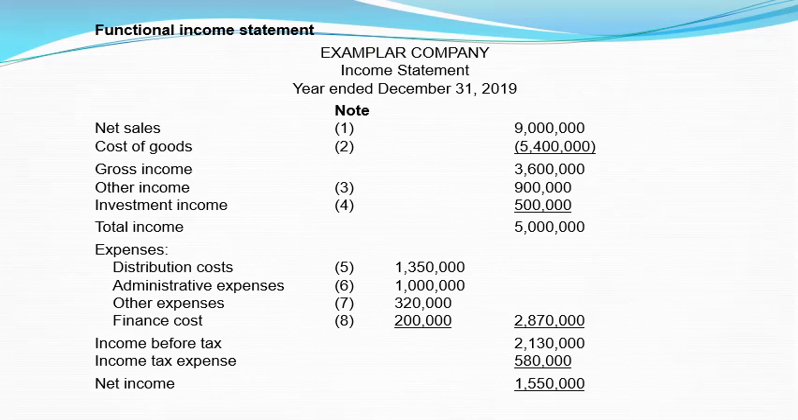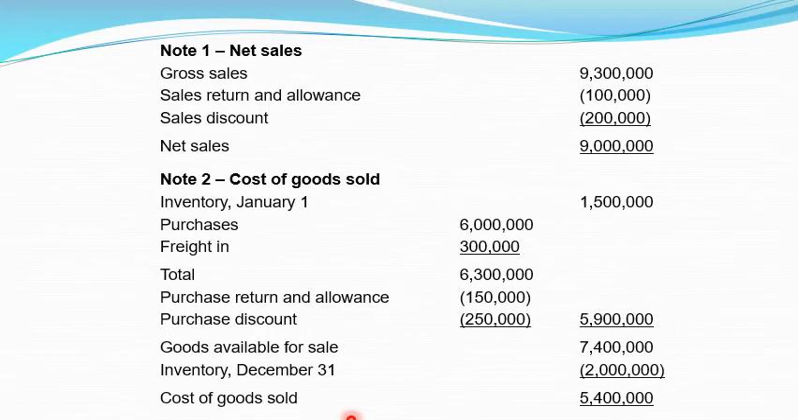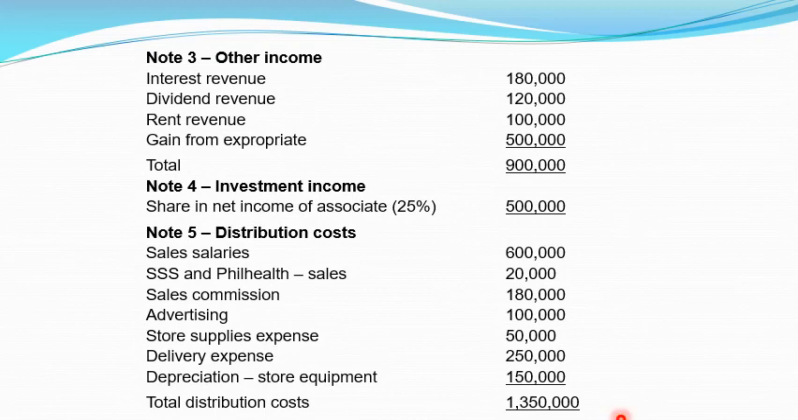So, titingnan natin yung notes. Okay, ito yung note 1. Nakita natin yung breakdown ng net sales. Sa note 2, nakita yung cost of goods sold. Okay, ito yung computation. Nakikita natin yung nature. Then, tingnan nyo to. Yung other income, anong nature? Eto. Dito sa distribution cost, anong nature ng expenses? Advertising ba to? Depreciation ba to? Freight out ba to? So, nandito yung nature, na-disclose pa din sa notes to financial statements.